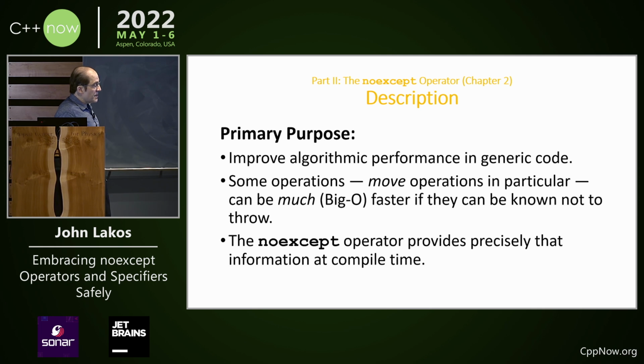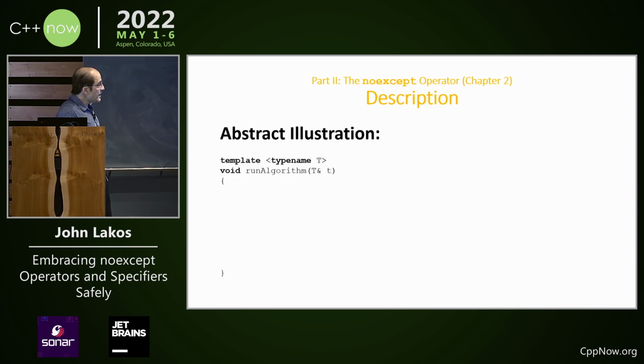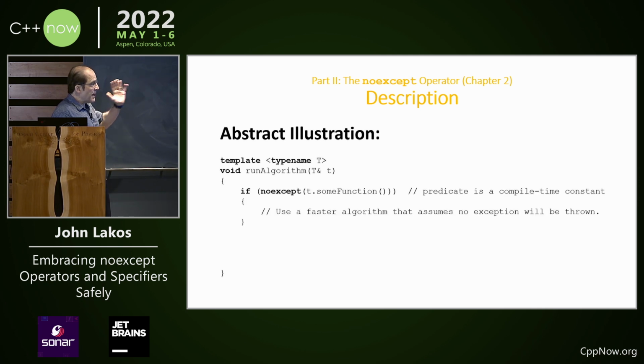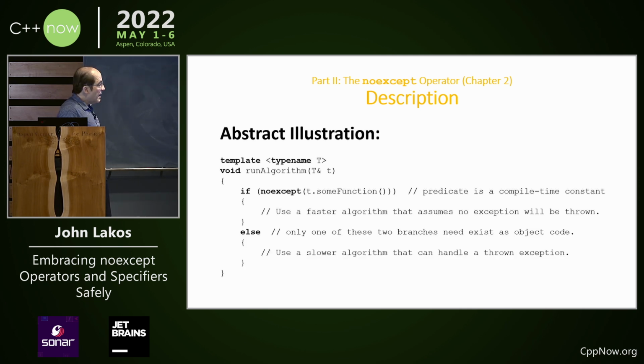So that's what the noexcept operator does. It lets you ask a question. In an abstract illustration, I say run algorithm, and I have this compile-time if that I've thrown in here, and I say noexcept some function. Its compile-time predicate says, if this thing will not throw, then go ahead and do this stuff. Otherwise, go do that stuff. Only one of those will ever appear in the code for any given compilation, right? You won't have both sides of the if because the compile-time one will be elided.